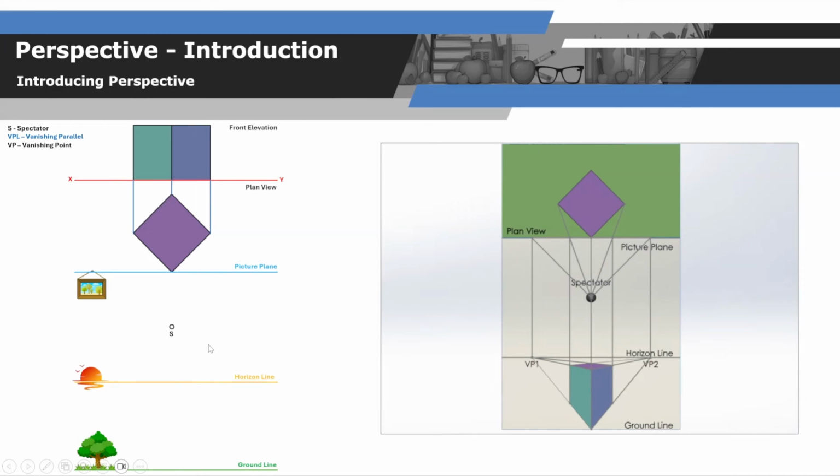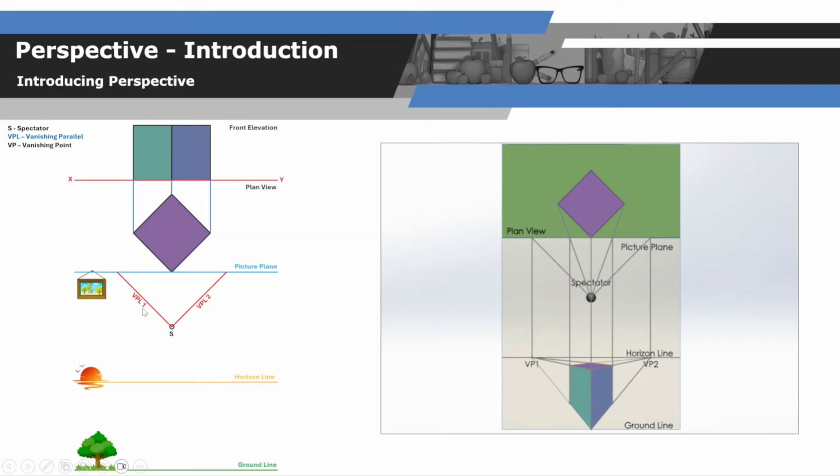Now, once we have the question fully set up, and this is the question now fully set up, we can start drawing the question to try and determine the perspective image of this cube. The first thing we need are our vanishing points. And we need to identify the vanishing points by getting our vanishing parallels. The vanishing parallels come from the spectator and they are parallel to the outer surface closest to the spectator.